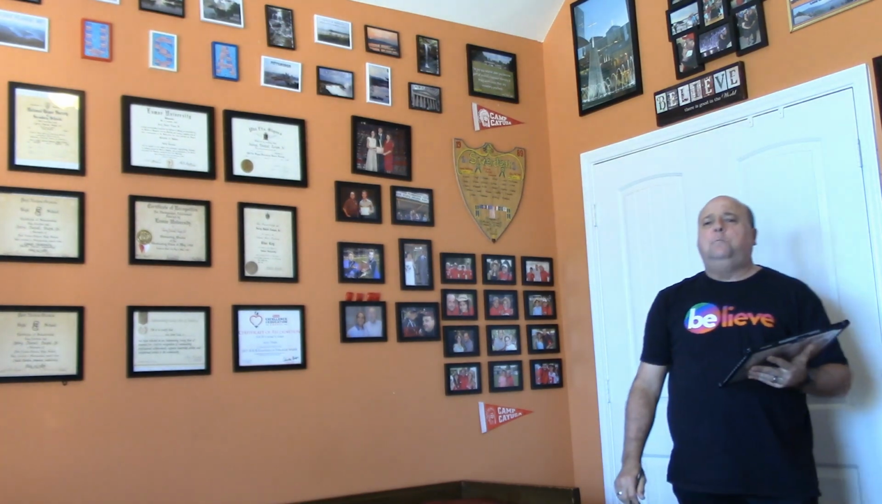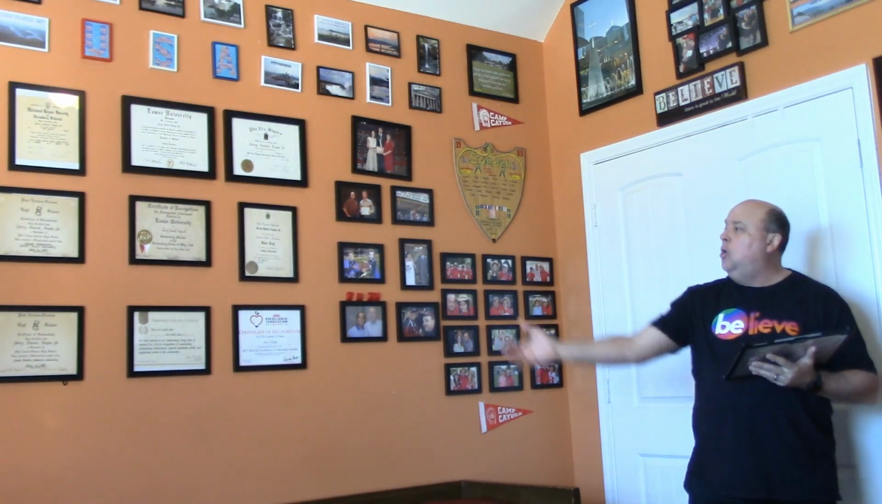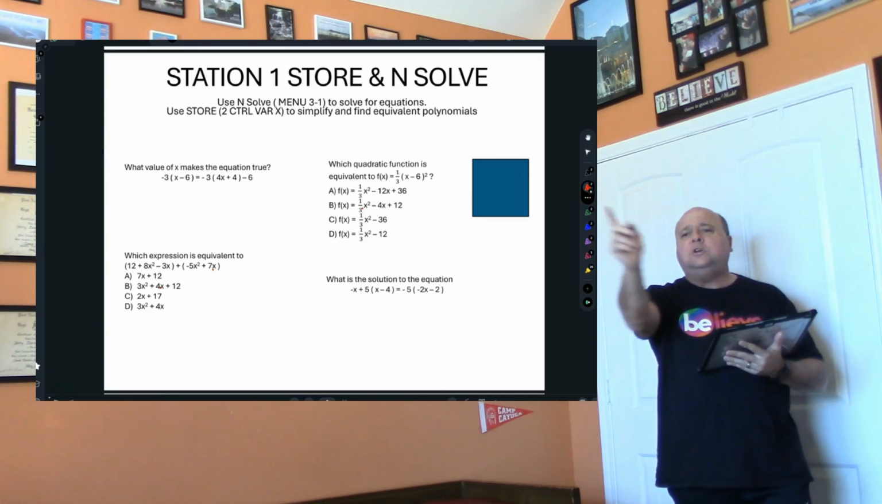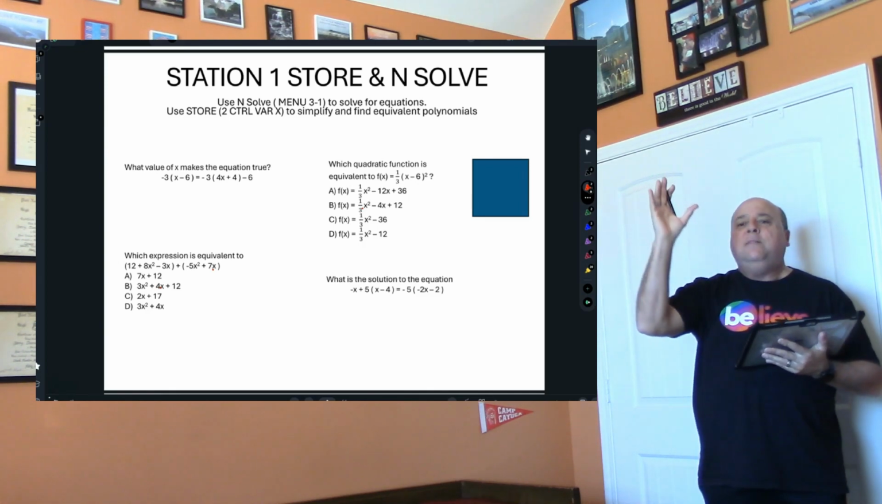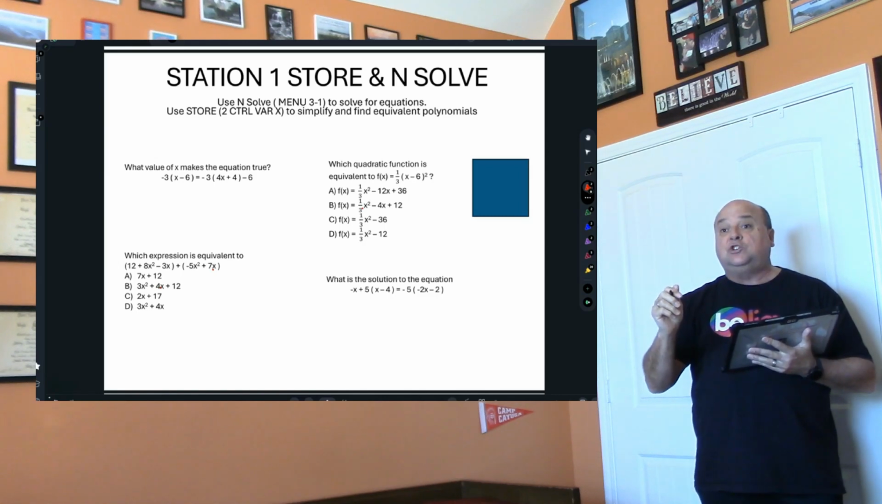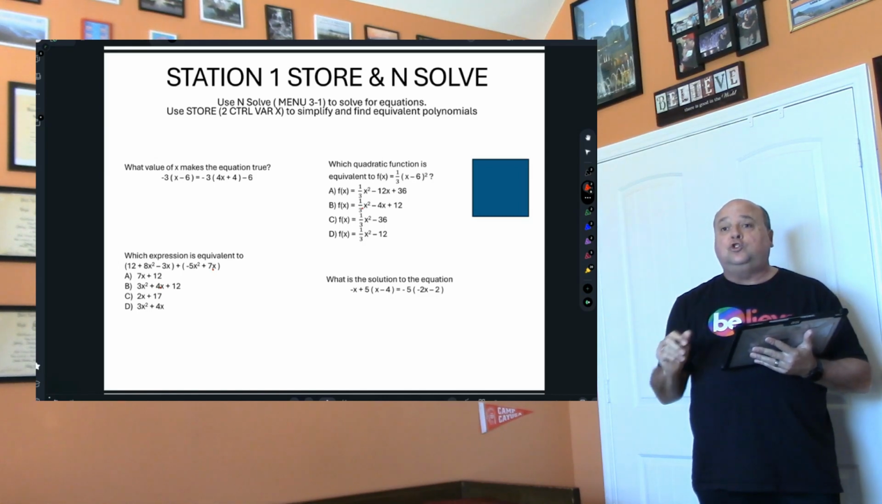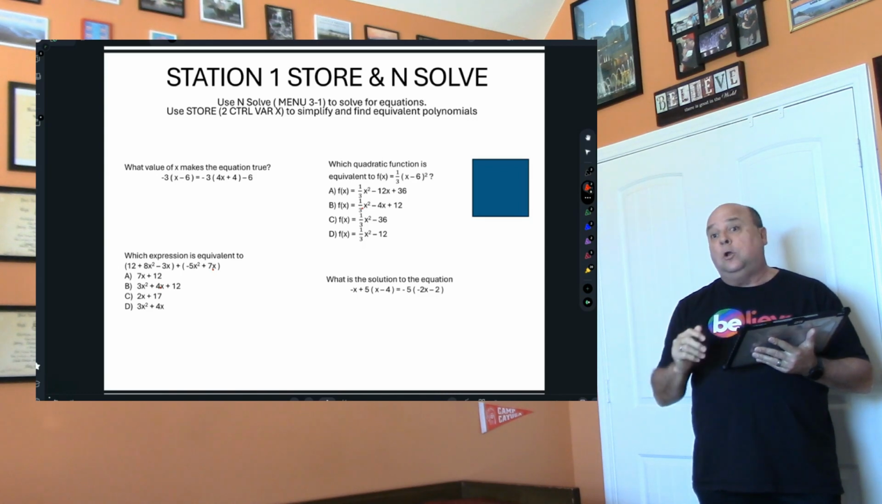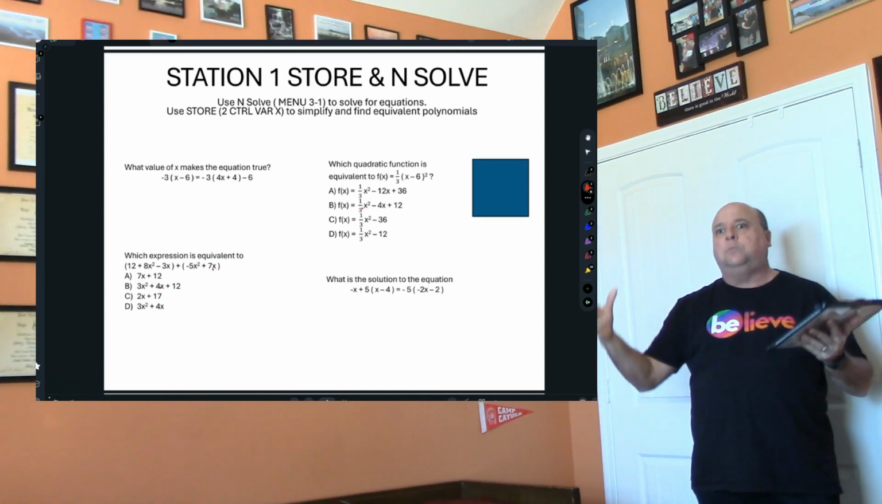Station 1 in your benchmark review. Oh, a magical whiteboard appears. Let's start doing Station 1. This is about store and insolve. You'll use insolve to solve equations, and you'll use store for doing polynomial arithmetic, adding polynomials, multiplying them.